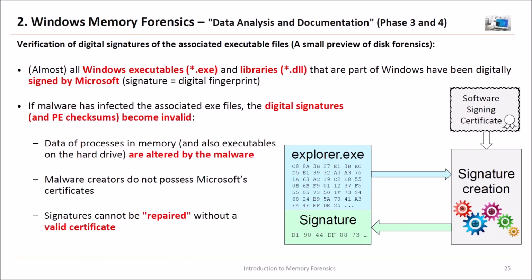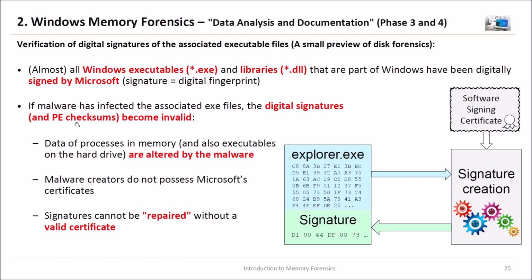Now we have a glimpse at hard drive forensics, and we want to perform verification of digital signatures of the associated executable files of the processes. And as I said, this is a small preview of disk forensics. Maybe you know from one of my previous videos that almost all Windows executables, so .exe files and libraries, so DLL files that are part of Windows, have been digitally signed by Microsoft. A digital signature is some kind of digital fingerprint. And if malware has infected the associated .exe files, the digital signatures and PE checksums, this is part of the .exe file, also become invalid.